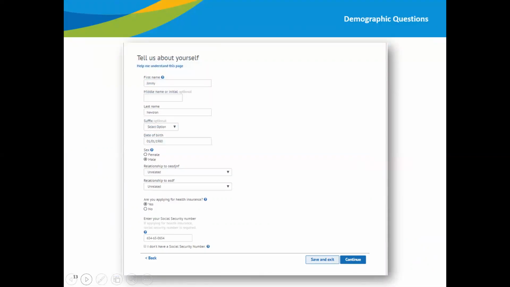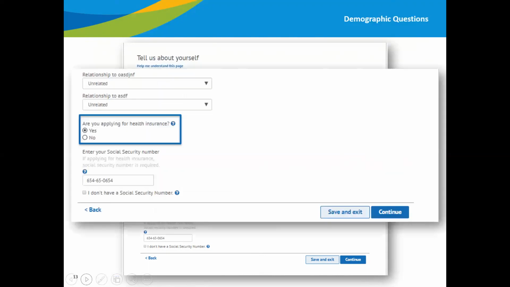One important thing to call out here is that an individual who would like to apply for a qualified health plan, in addition to advanced premium tax credits or cost share reductions, needs to answer yes to the question highlighted in the blue box to apply for health insurance. If an individual marks no on the application that they are not applying for health insurance, they will not be evaluated for either a QHP or APTC CSR.